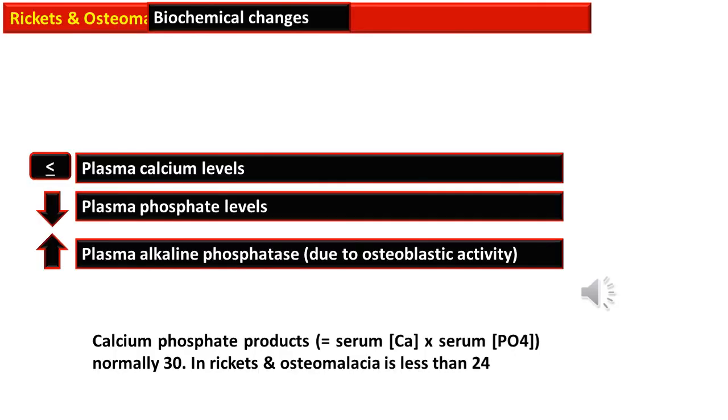For the biochemical changes in rickets and osteomalacia, the serum calcium level is usually normal, or it can be decreased. The serum phosphate level is also decreased, but the serum alkaline phosphatase is increased due to osteoblastic activity. The product of serum calcium and phosphate is decreased. Normally it is 30. In rickets and osteomalacia it is less than 24.